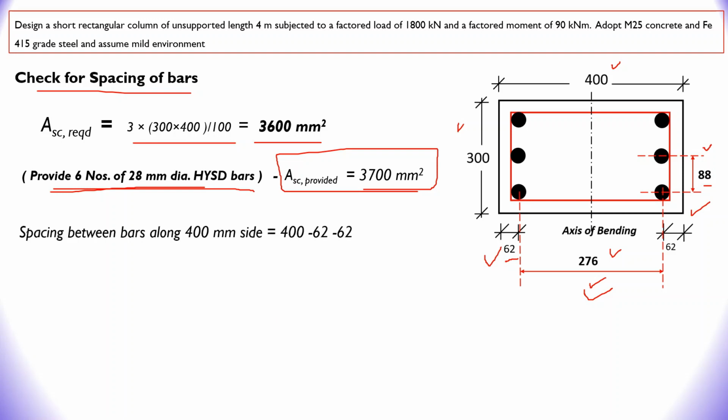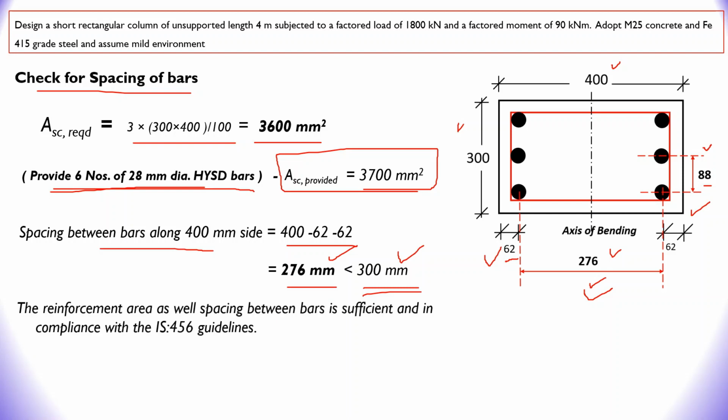So from this we are getting the spacing, let us understand how much spacing we have provided. It is 276. 62 we have subtracted on this side, 62 subtracted on this side, so out of 400 we are getting 276, which is lesser than 300 millimeter. The code is limiting the maximum spacing to 300. That means you can't go beyond a spacing of more than 300 millimeters. So it is sufficient, it's okay.